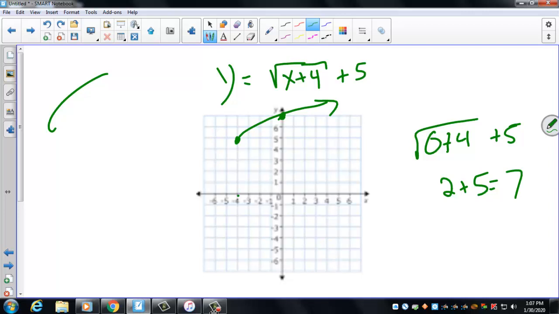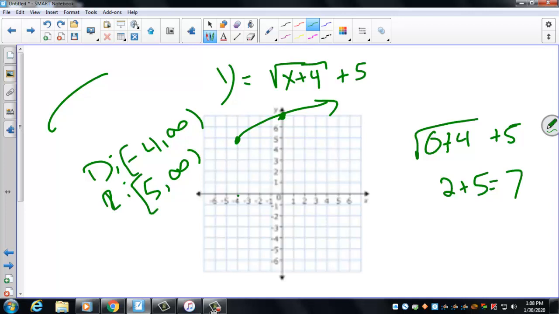I'm not terribly worried about whether or not your graph is perfectly symmetric and all that stuff. They're all closed circles, yes. So just out of curiosity, what's the domain and range here? Domain is negative 4 to infinity. What's the range? It's 5. Range is 5 to infinity. Those are both brackets. Okay. All right. Good job, Roy.